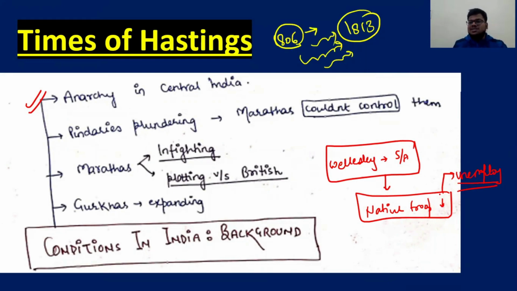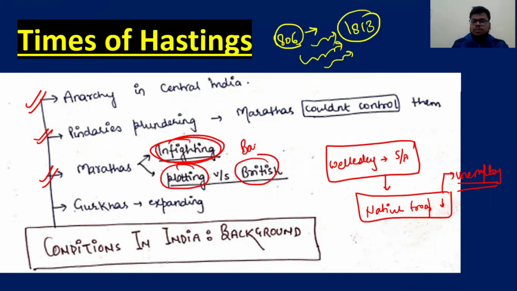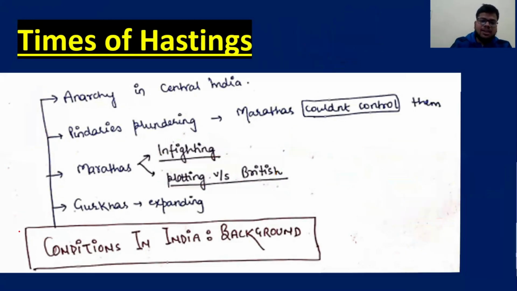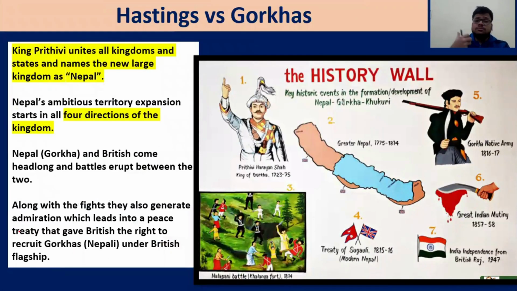Within the Marathas, we have discussed that they were recouping, but again there was a lot of infighting. Then there was plotting against the Britishers. Baji Rao, though incompetent, had the ambition: I have signed this treaty with the Britishers, but I will again fight against them. Then the Gorkhas were expanding as well. They consolidated their empire in greater Nepal, and they were coming to the frontier of the Britishers. And then the war was inevitable.